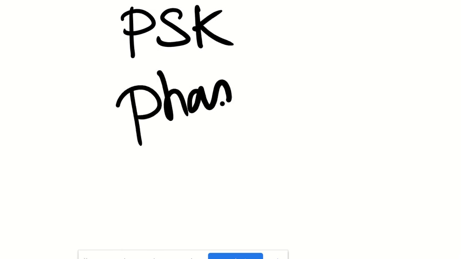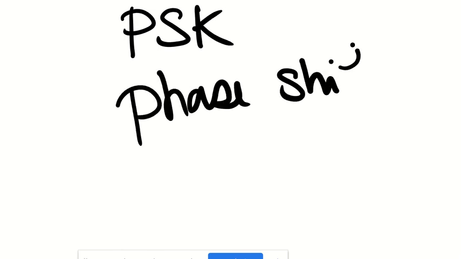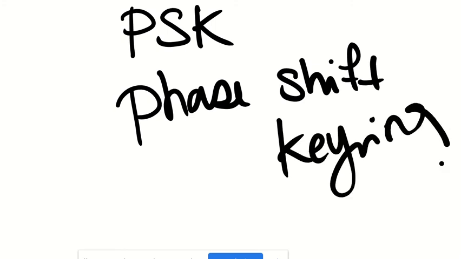Phase shift keying. Whenever I talk about any shift keying technique, that means ones are defined one way, zeros are defined in another way. In this case, the binary signal to be transmitted changes the phase shift of a sine wave character, depending upon whether 0 or 1 is transmitted.